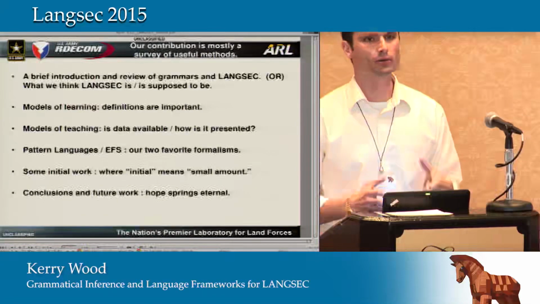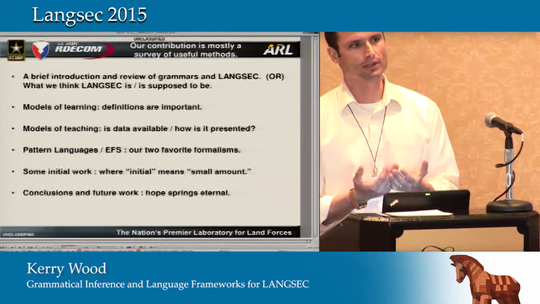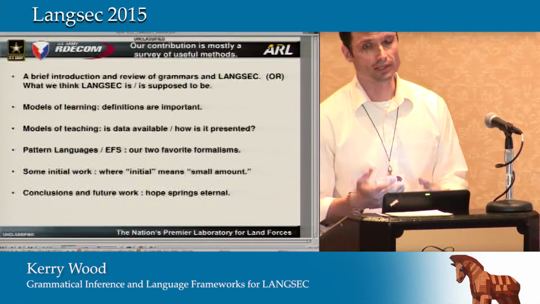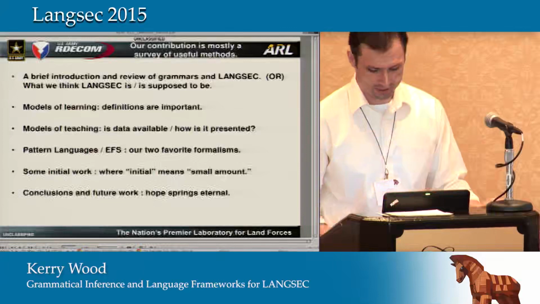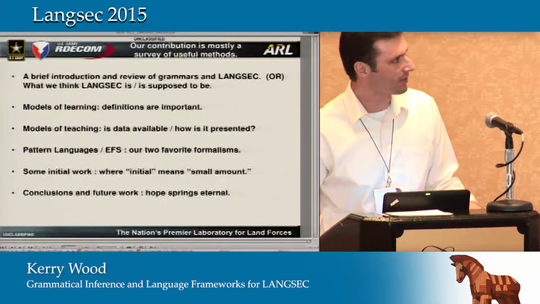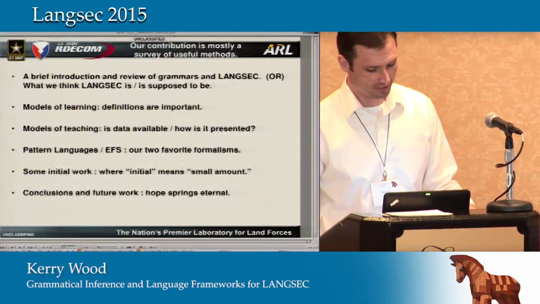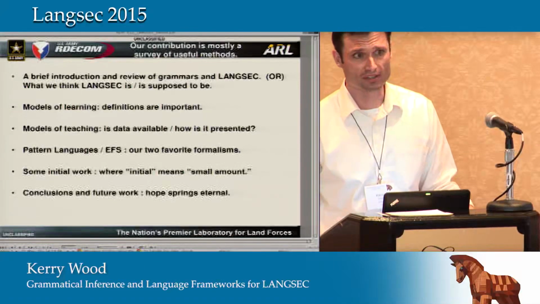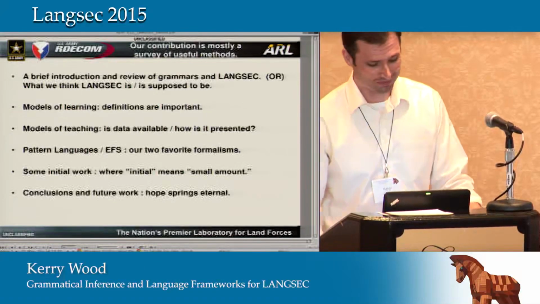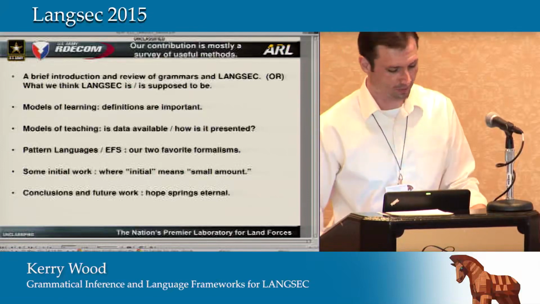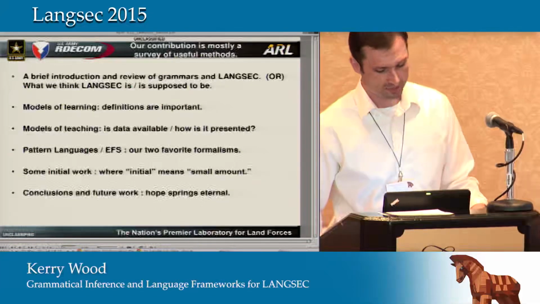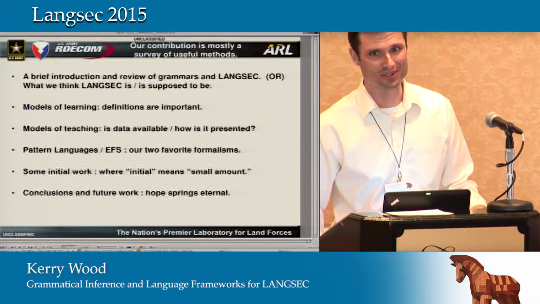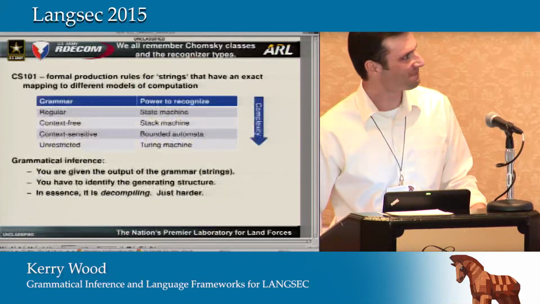Part of this literature review is to say, can we take problems that we're already looking at, intrusion detection, anomaly detection, can we look at them in the scope of formal language theory? We can get into that a little bit if we're interested, but there were more goals than what I'm going to talk about here. We'll talk about two specific constructs, pattern languages and elementary formal systems. I say they're our favorites. They're my favorites. I don't know if they're our favorites, but EFSs, I think, are some of the more interesting ones, although they're kind of hard to work with. Some initial work, and then hope springs eternal. I'm going to tell you about all the wonderful things I'm going to do, hopefully, someday.